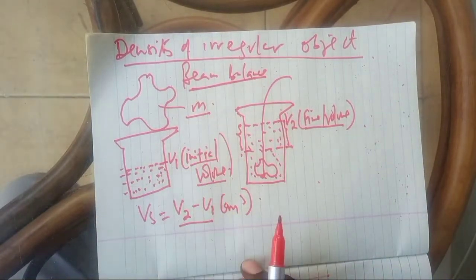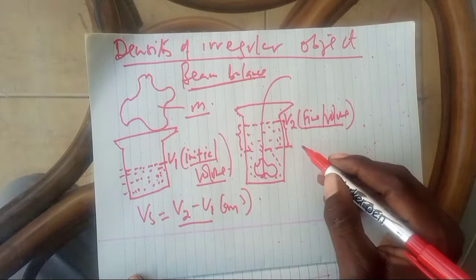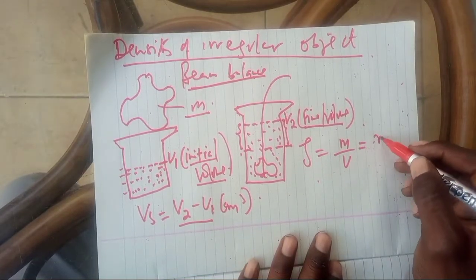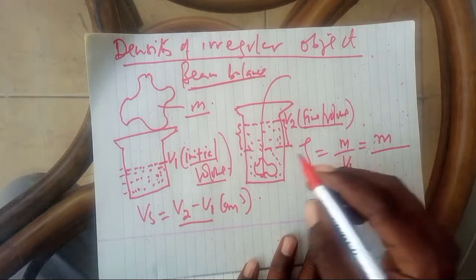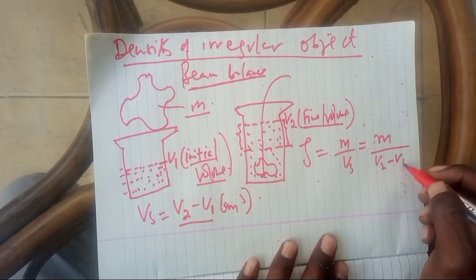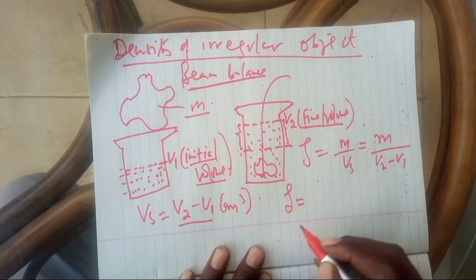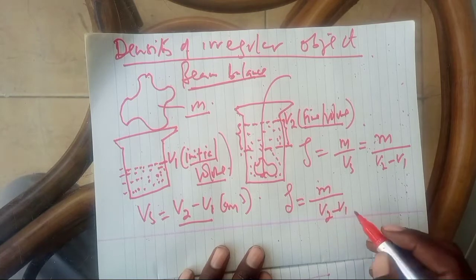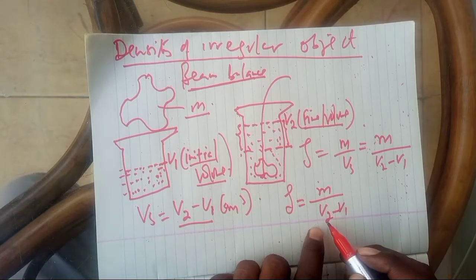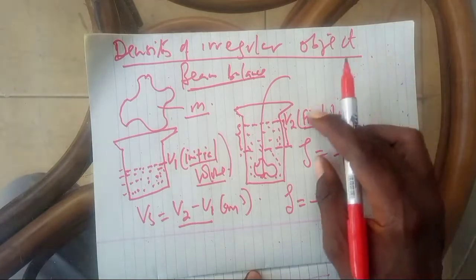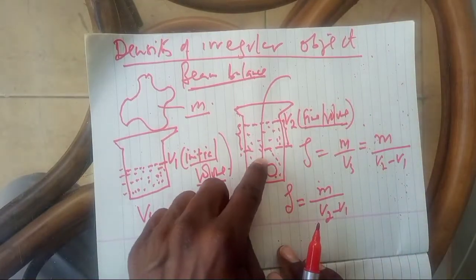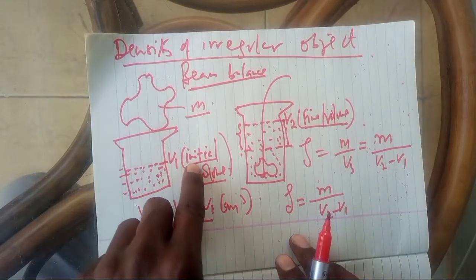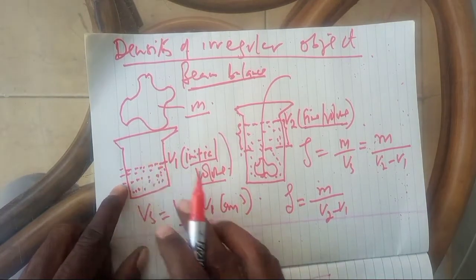It is from then that you can determine the density, because we know density is equal to mass over volume. But remember, mass is determined, and also the volume of the solid is determined, that is V2 minus V1. And therefore we say density of an irregular object is equal to mass over volume 2 minus volume 1. But I've said this volume 2 is the final volume, and it is the volume that is obtained after you have dropped an object into the liquid. And the first volume, that is volume 1, is the initial volume, and it is obtained before dropping an object into it.